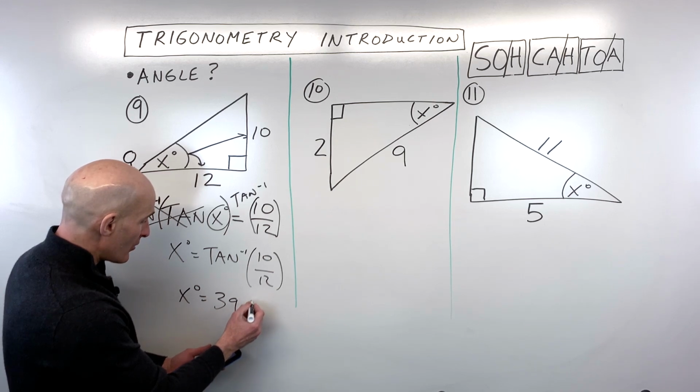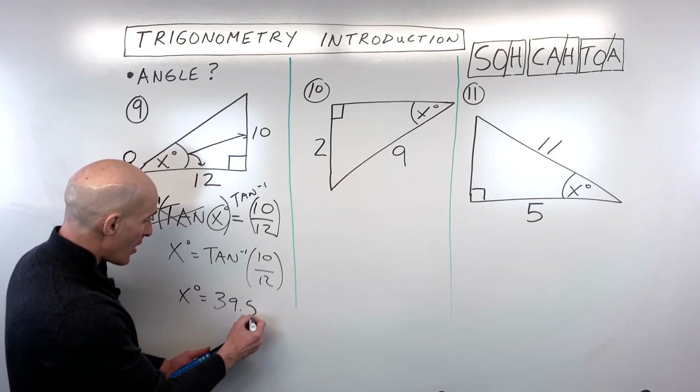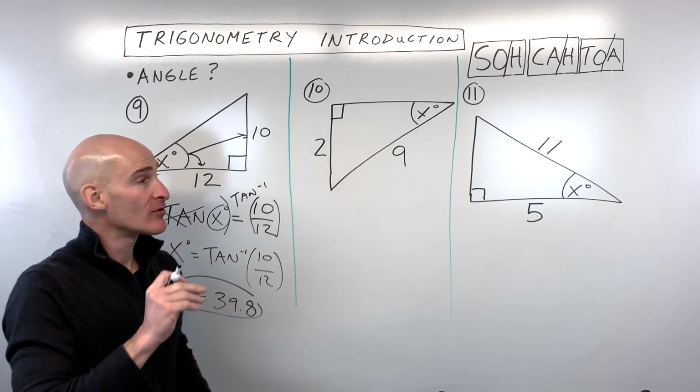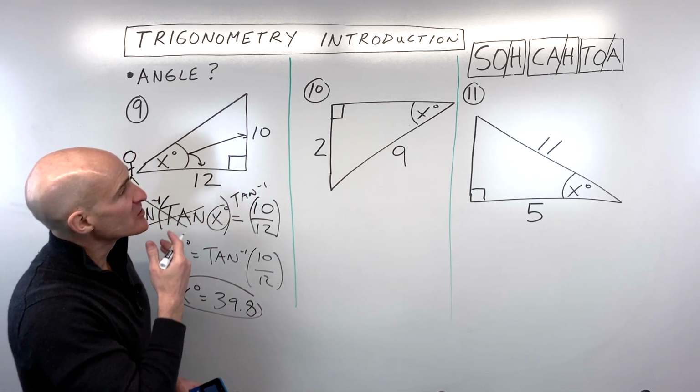So just play around a little bit with that, but this is how you would solve. So this would be 39.8 degrees. Now we're solving for the angle, right? So for number 10, let's look at this one.